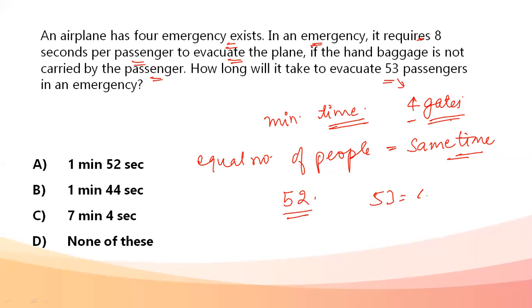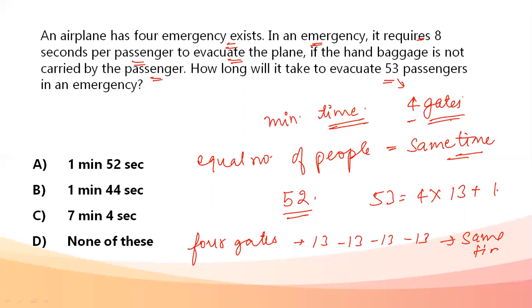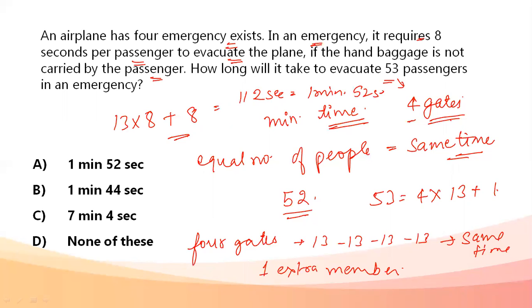So 53 is actually 4 into 13 plus 1. It means that from the 4 gates, 13 people will go out. They all will cross at the same time, and there will be one extra member to cross the gate. So total time taken would be 13 into 8, because all 13 cross at the same time, plus 8 seconds for one extra member, which comes out to be 112 seconds. That is 1 minute and 52 seconds. My answer is 1 minute 52 seconds, option A.